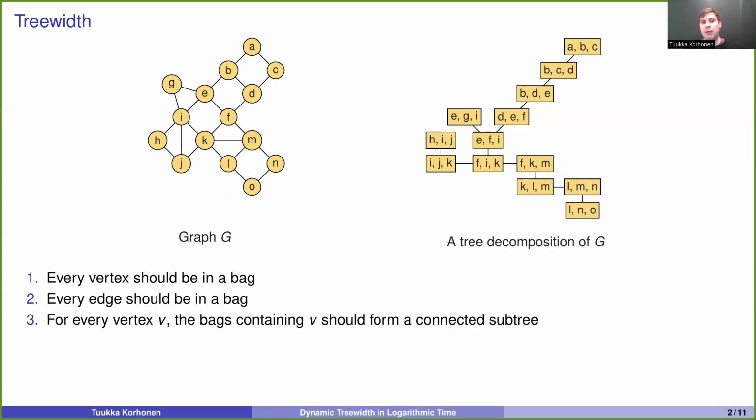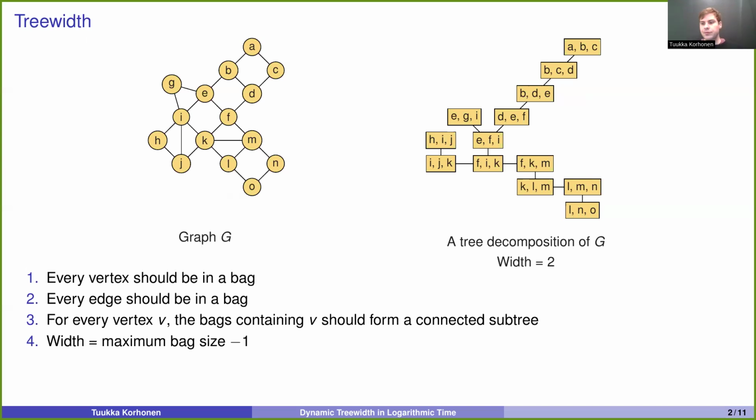And third, for every vertex of the graph, the bags containing that vertex should form a connected subtree of this tree decomposition. So if we look at the vertex I, then it's in these five bags forming a connected subtree of this tree decomposition. Okay, so that's a definition of tree decomposition. And then the width of a tree decomposition is the maximum bag size minus 1. So the width of this tree decomposition is 2.